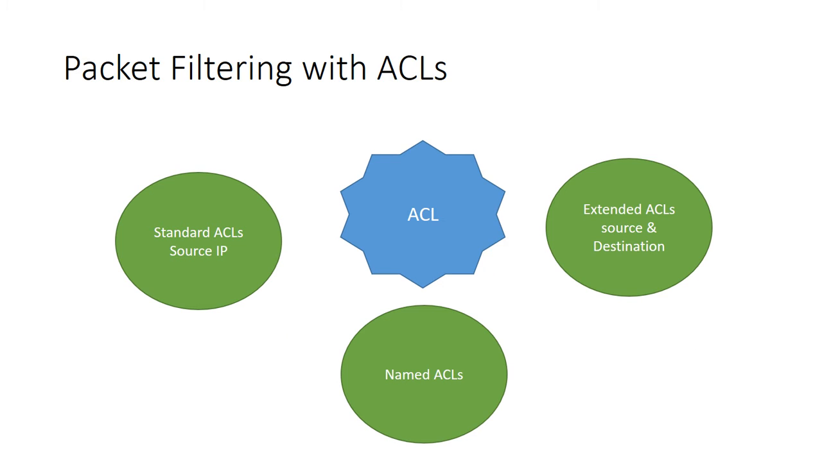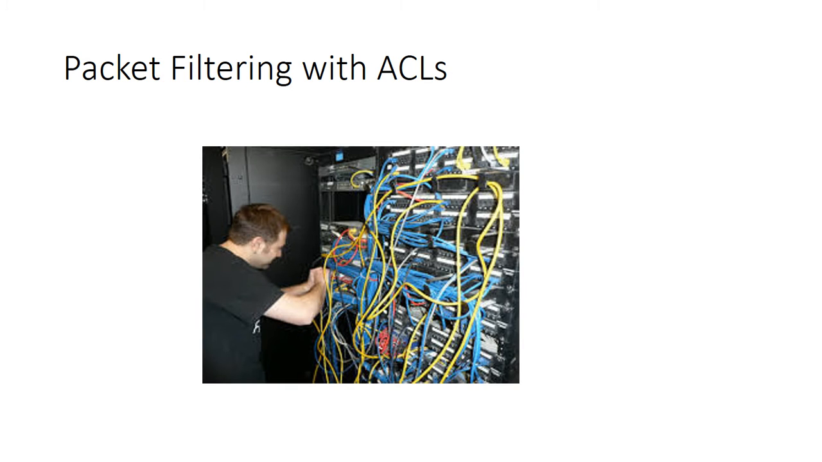ACLs can be implemented as standard ACLs, which only filter on source address, whereas extended ACLs can filter on source and destination addresses, as well as source and destination applications and protocols. Named ACLs make use of descriptive names such as block HTTP, which makes it easier to remember the purpose of the filter. It is important to remember that ACLs are only one aspect of security, and they are only part of the overall solution and architecture of the network.